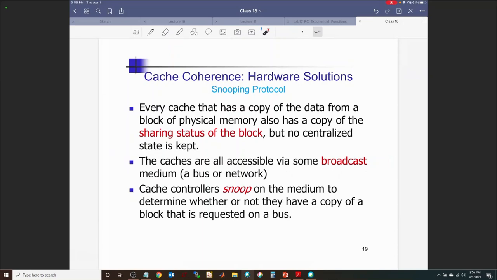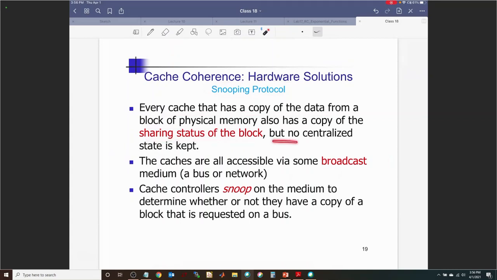And if a block contains a lot of words, then you're putting the bandwidth between the CPU and the memory, CPU and the cache, and you're not using it very effectively. It could become a problem when multiple processors are writing and reading to the same location. So every cache in this snooping protocol has a copy of the data from the block of physical memory and also has a copy of the sharing status of the block.